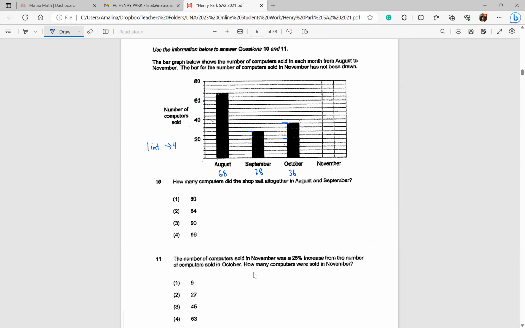So how do you find for question 10? How many computers did the shop sell altogether for August and September? I add up my computers. 68 plus my 28. So I get my answer, 96. Okay, so it's option number 4 for question 10.